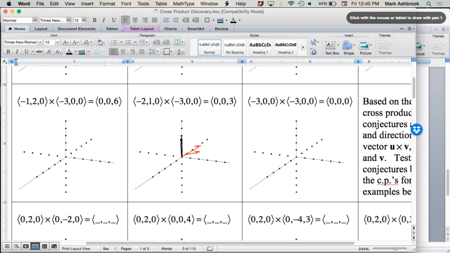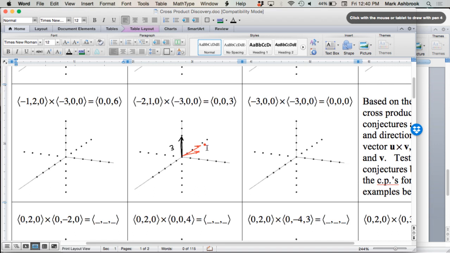All right, so just as an example, I did the second one there: -2, 1, 0, -3, 0, 0, and 0, 0, 3. Is that what you got in terms of the sketch? Okay, so just note, what's the magnitude of this? 3. What direction is it pointing? Positive z direction.